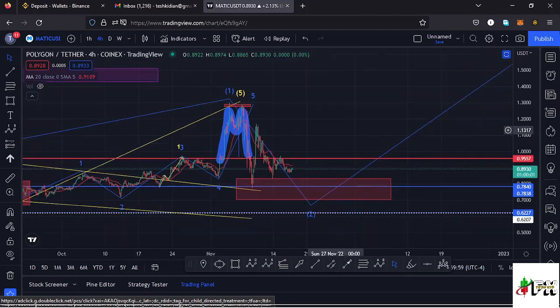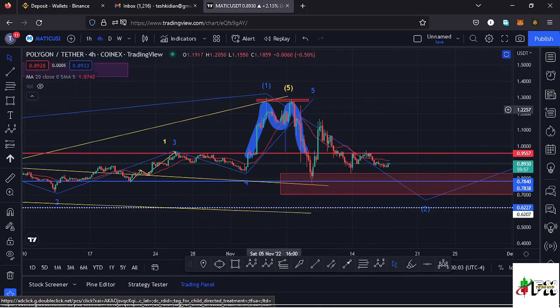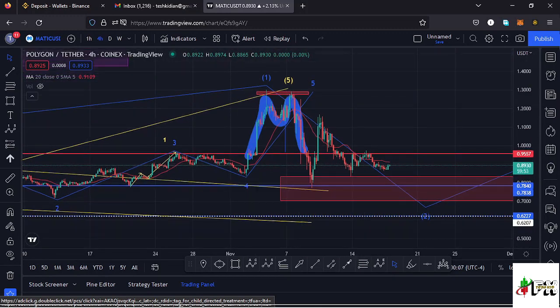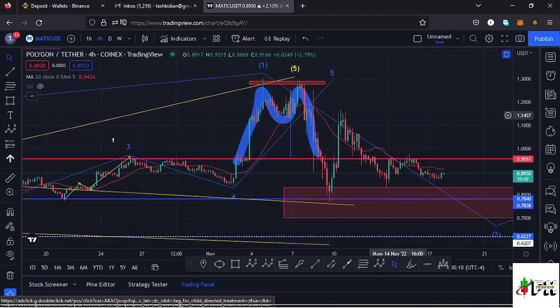And zooming in over here so that we can see what we have in formation, you can see after making our high at around the $1.3 mark, we saw the formation of a double top, which is a chart pattern that gives us a breakout to the lower side, having the target area of the breakout as the height between the tops and the neckline.